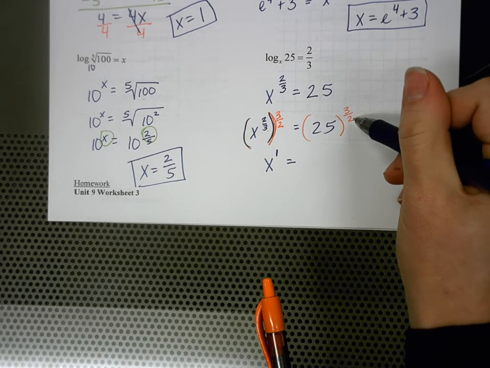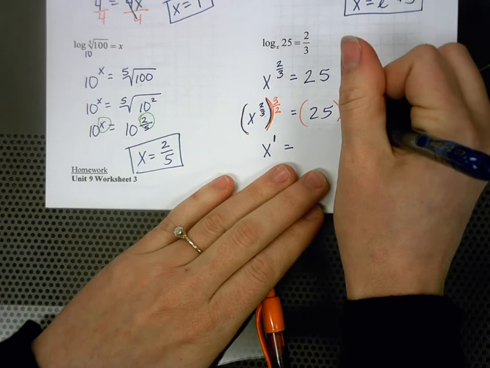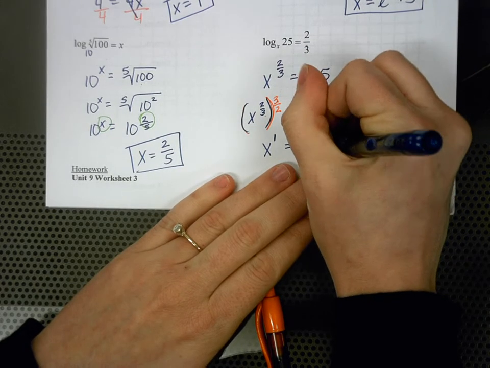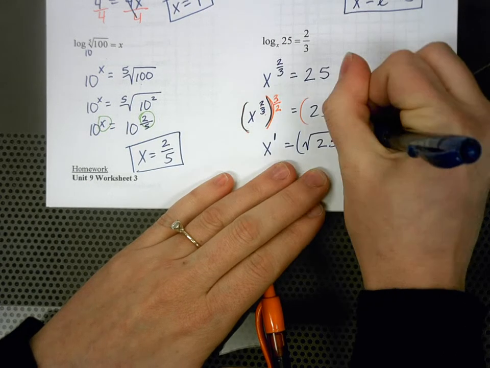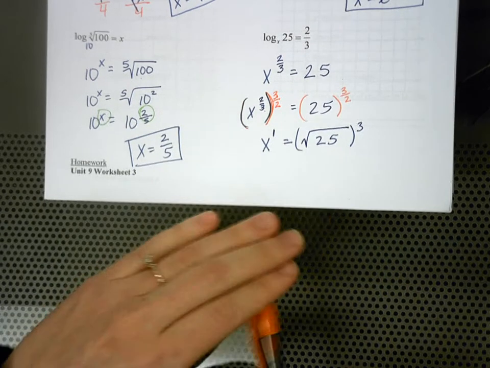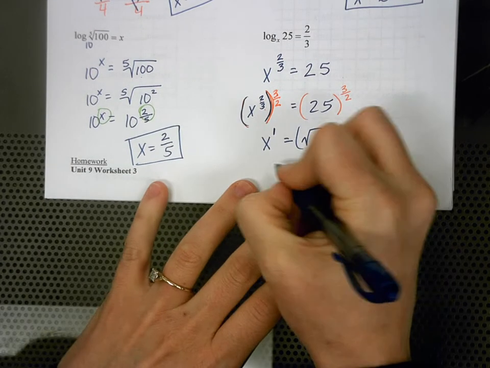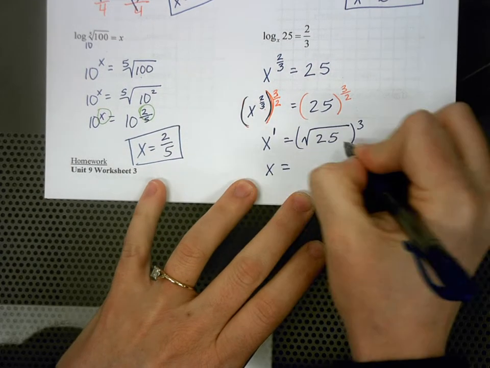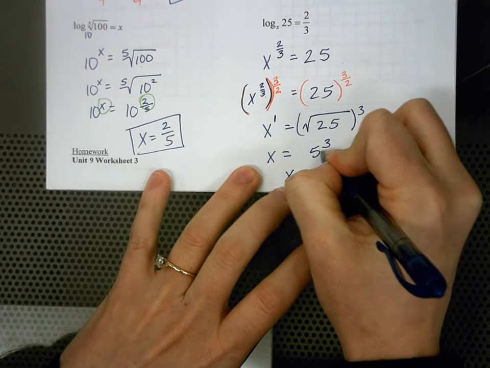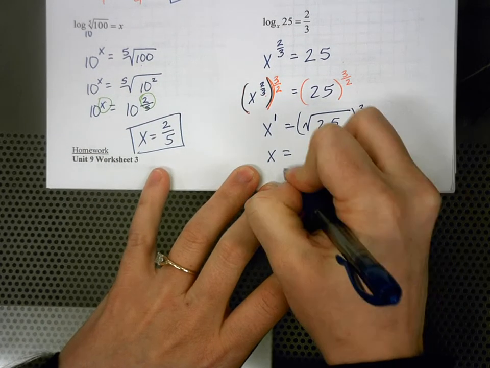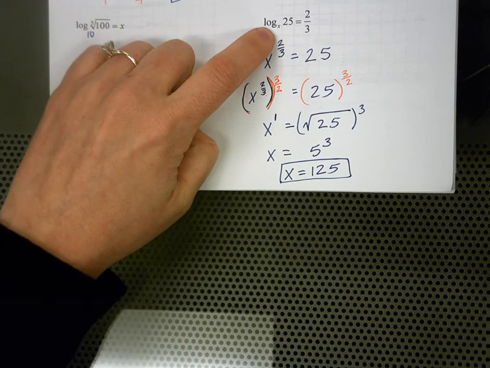We can rewrite this back into radical form, which would be the square root of 25 cubed. You can put the 3 inside with the 25 or on the outside. What does the square root of 25 give you? 5. So this is 5 cubed. What does x equal? 5 times 5 times 5 is 125. So 125 to the 2/3 power equals 25.